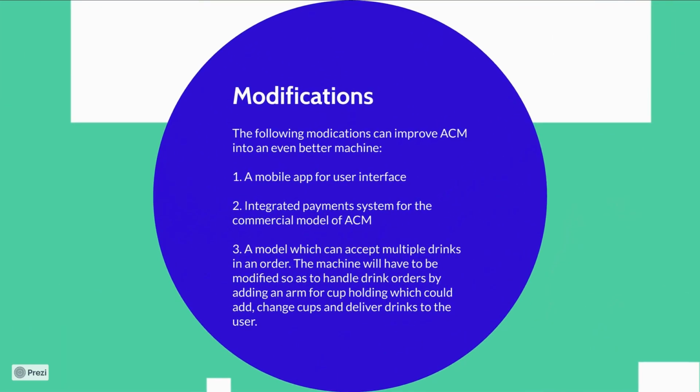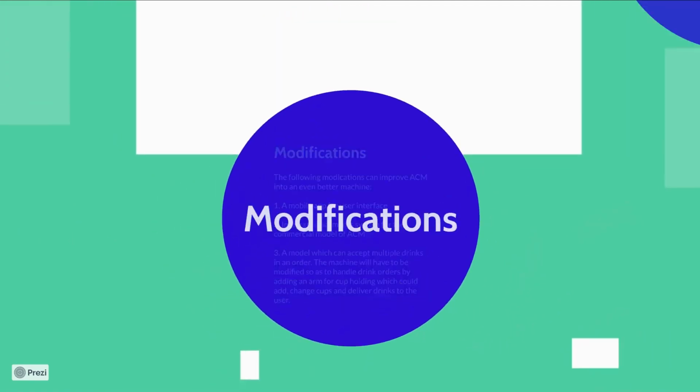The following modifications can improve ACM into an even better machine: a mobile app for user interface, an integrated payment system for the commercial model of ACM, a model which can accept multiple drinks in an order. The machine will have to be modified so as to handle multiple drink orders by adding an arm for cup holding which could add, change cups, and deliver drinks to the user.